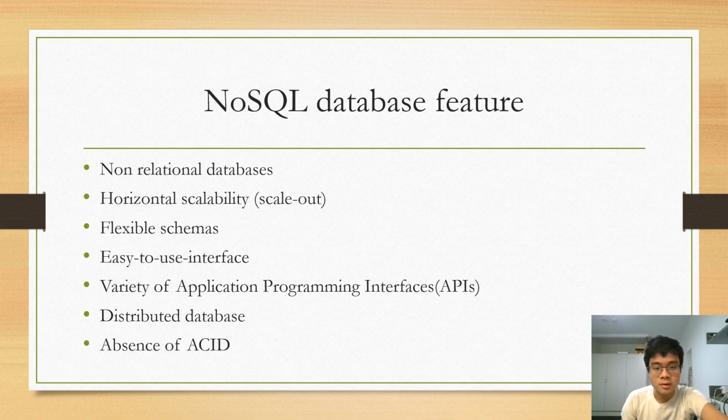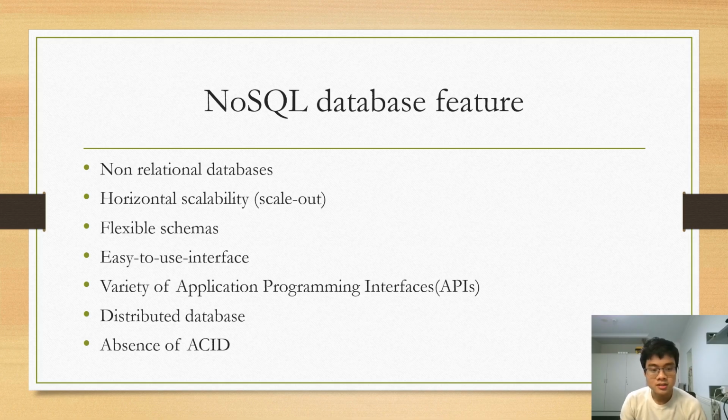Now we are going to talk about the features of non-SQL database. Non-SQL database is a type of non-relational database. It does not present tables in the form of fixed columns and is not required to do the normalization or relational mapping. Next, horizontal scalability. We can also call it scale up. It is a process to increase the capacity by adding more nodes.